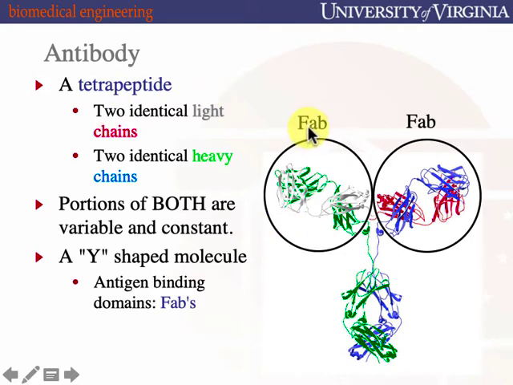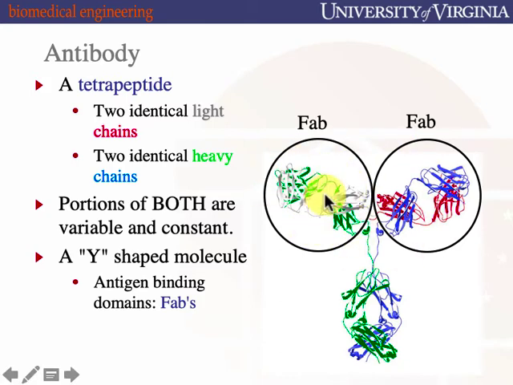So the variable regions are located in these fragments or domains known as the Fab domains, the antibody binding domains. The variable regions are right here at the edges of this Y-like structure, at the tips, on the ends. Both the light chain and the heavy chain have variable sequences in that region of the molecule that help define the specificity of that antibody for its antigen.